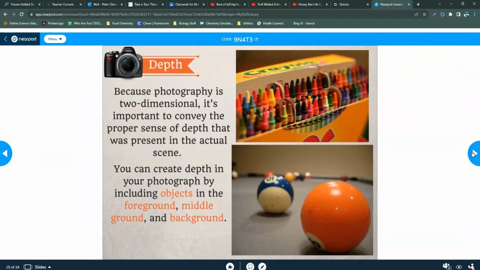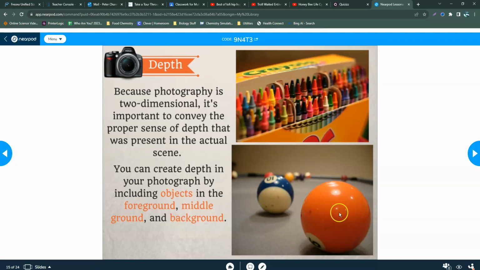Depth. Because photography is two-dimensional, it's important to convey the proper sense of depth that was present in the actual scene, in real life. You can create depth in your photograph by including objects in the foreground, middle ground, and background. The two examples we have here include a crayon box. This one's kind of harder to tell, but the foreground is over here to the left, a little blurry, but you can see most of the crayons. In the middle is the subject and blurry to the right.